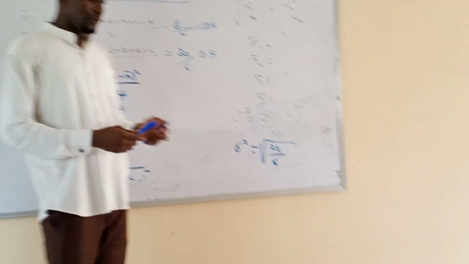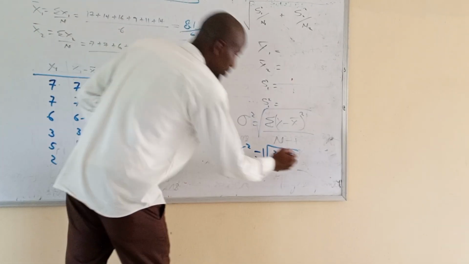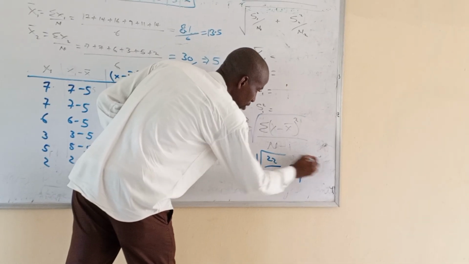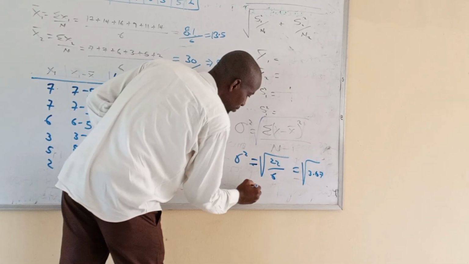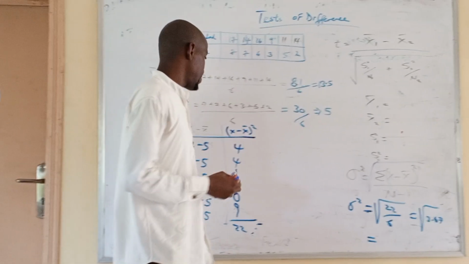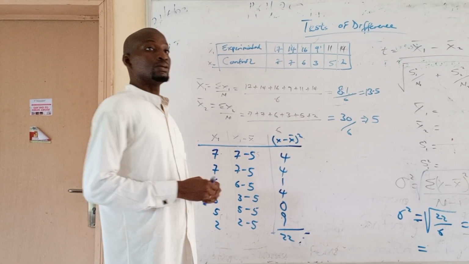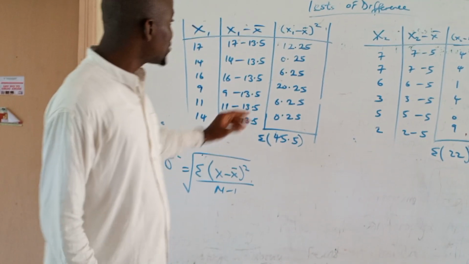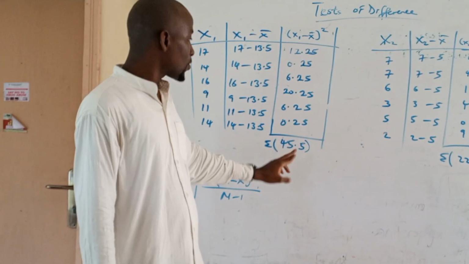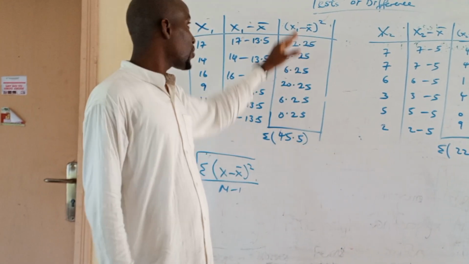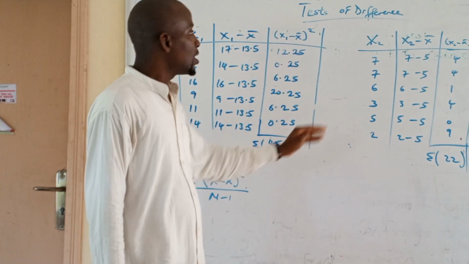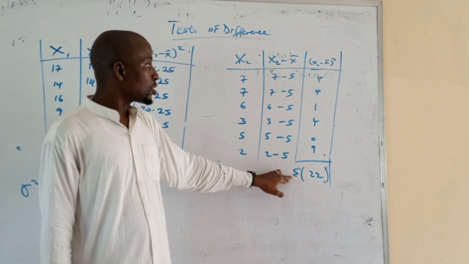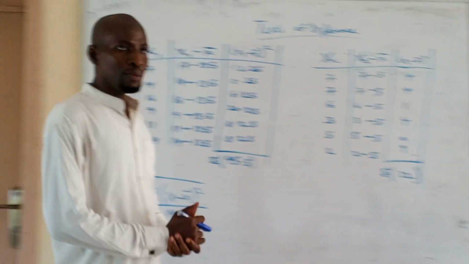I am sure sometimes that can be confusing. So 22 divided by 6 obviously will be what? 3.67. And then the square root of 3.67 will be what? 1.9. So having been able to establish our mean deviation for the experimental group, the summation of which is 45.5, as well as the mean deviation for the control group, which is our x2, the summation of which is 22. We will then go back to the formula.